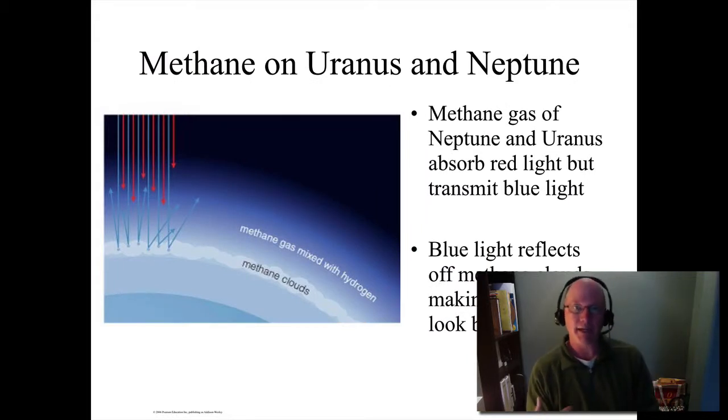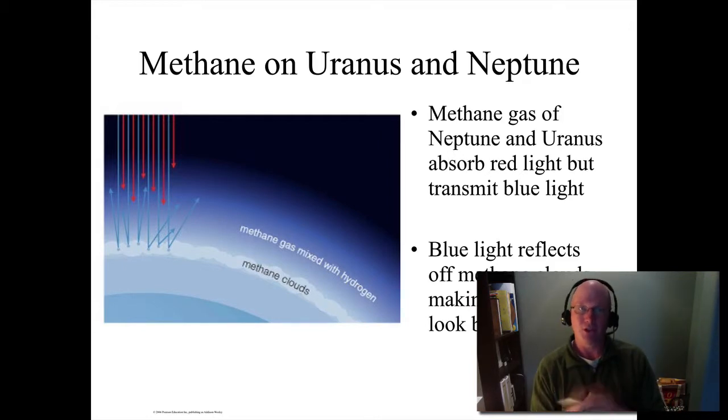Let's step back and talk about Uranus and Neptune a little bit. They have one more property which dominates their color, the thing that gives them that beautiful blue color, and that's just the simple large amount of methane in their atmosphere. And that methane absorbs red radiation and scatters blue radiation, and that's why they are these beautiful blue colors.